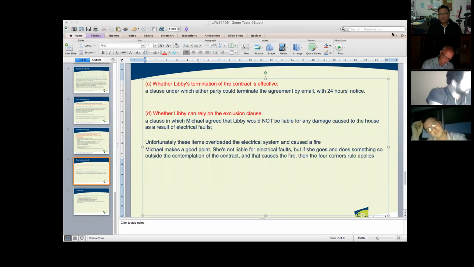In addition, what else? So assuming that the court, following the contra proferentem rule, will most likely construe that clause against the interest of Libby, would it therefore mean that Libby cannot rely on the exclusion clause? Is that the effect? The exclusion clause seems to suggest that she cannot be liable for any damage caused to the house as a result of electrical faults. So couldn't Libby actually rely on that exclusion clause?